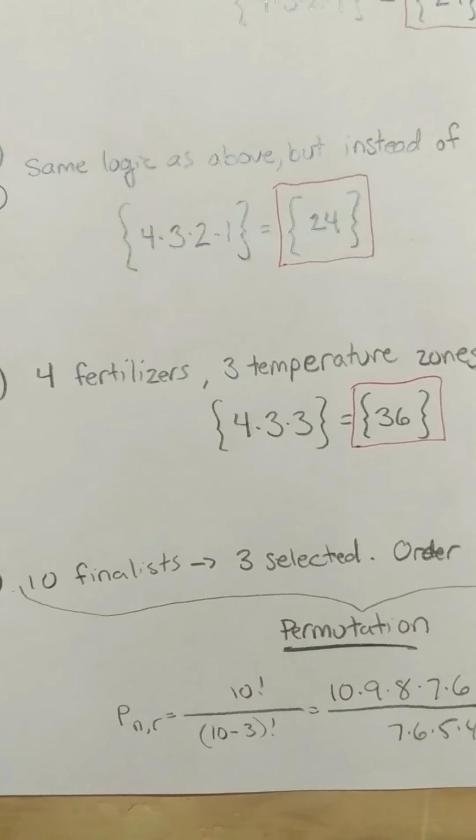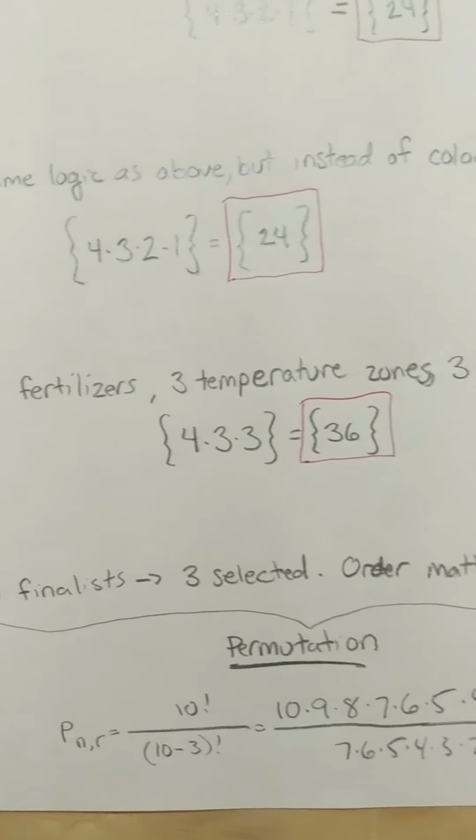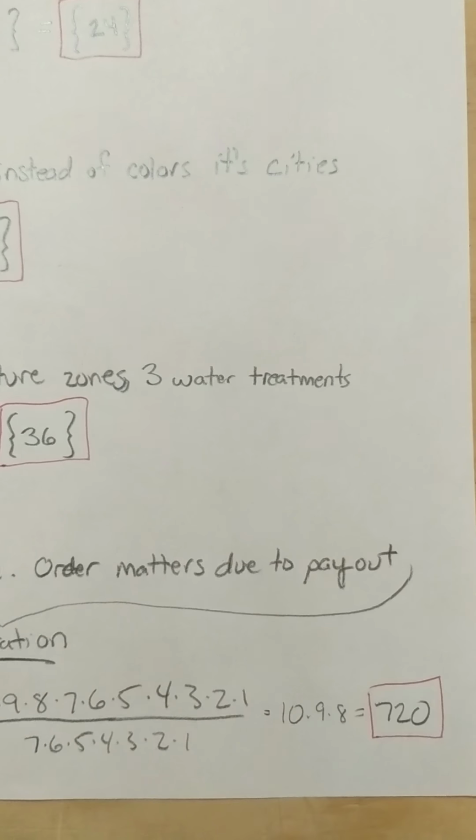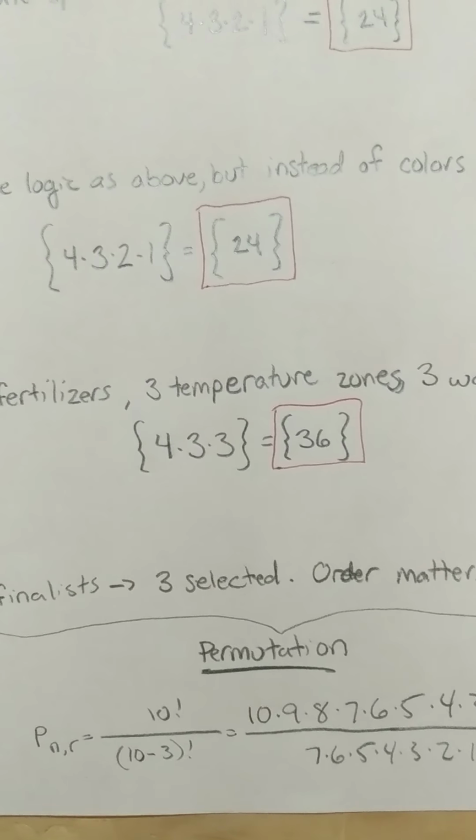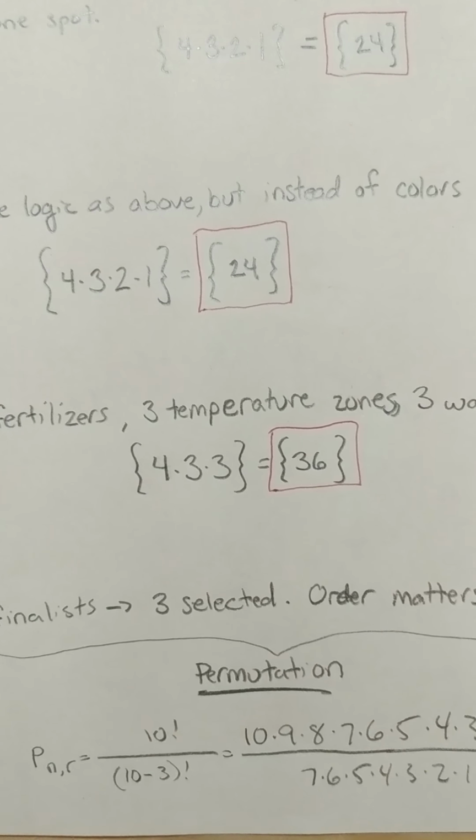Next up, again, same logic, but now you had 4 fertilizers, 3 temperature zones, and 3 water treatments. So 4 times 3 times 3 was 36 different combinations.